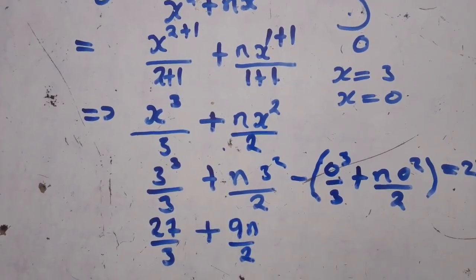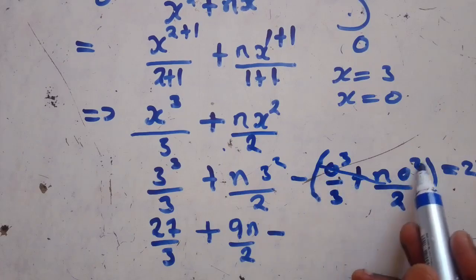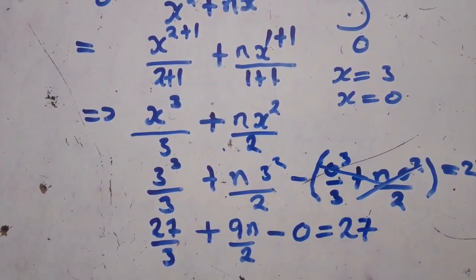9n over 2 minus, so 0 cubed will give us 0. 0 divided by 3 will give us 0, plus 0 squared, that will give us 0, and multiplied by 0, it will give us 0. 0 divided by 2 will give us 0. So in short, this is 0. So we're going to have 0 here, which is equal to 27. So make sure that you are following attentively.